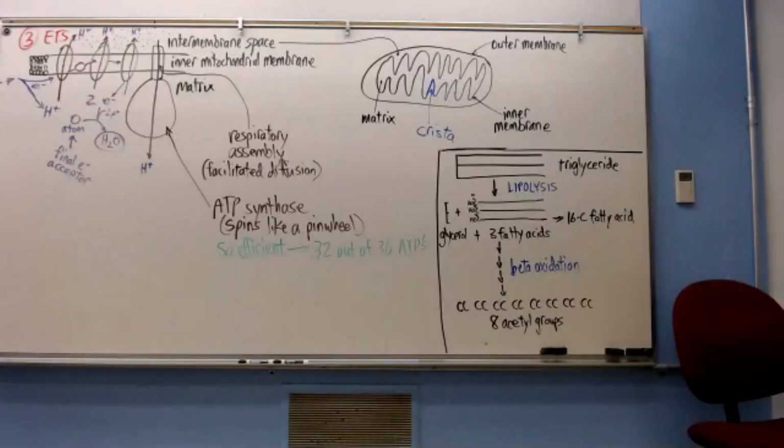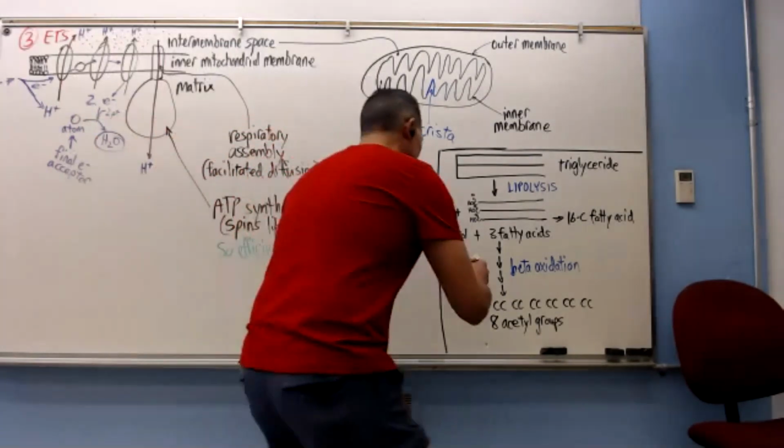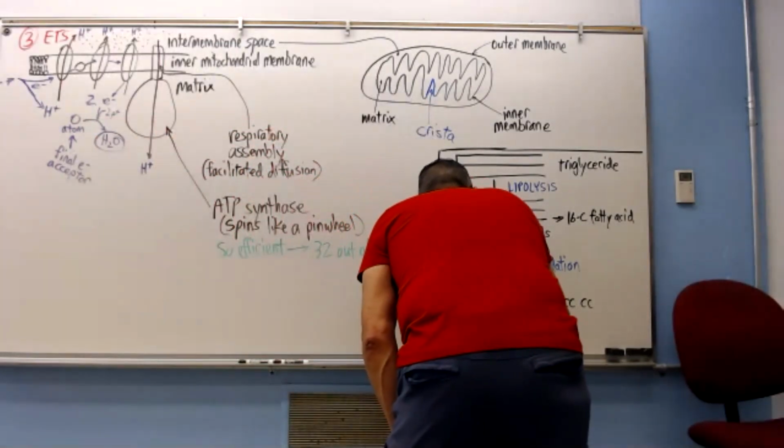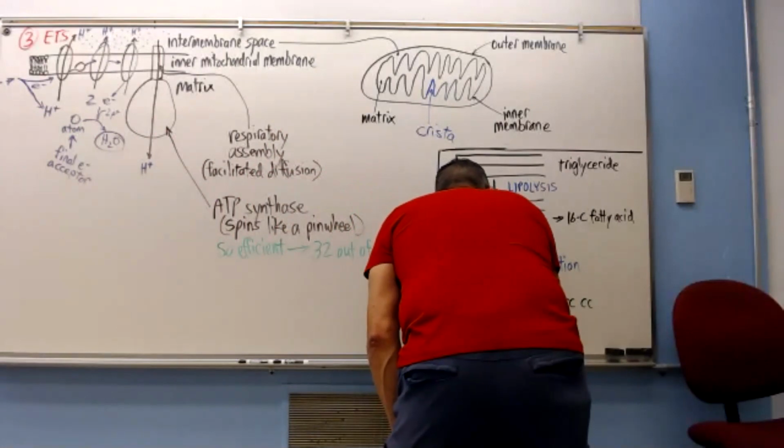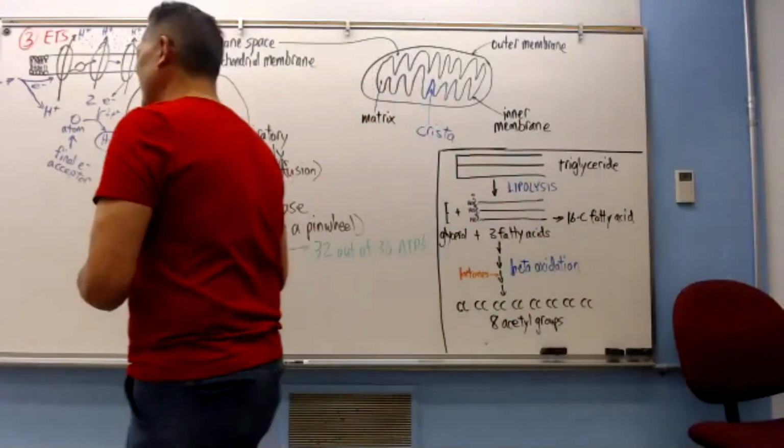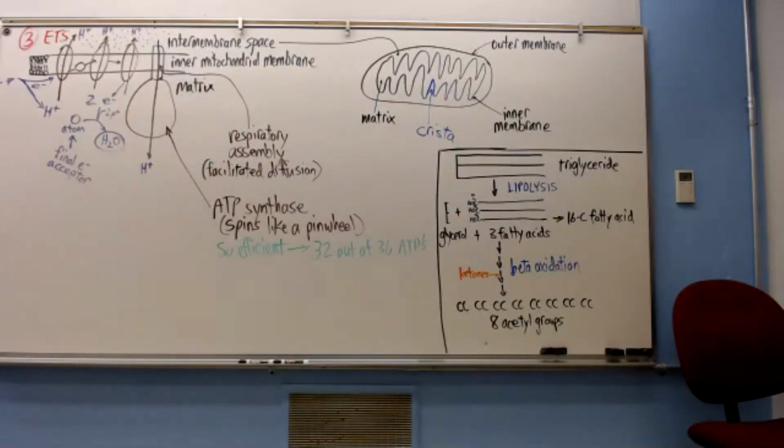One of the intermediate steps of beta oxidation is ketones. So I'm just going to apply that to that one arrow. And if you're doing a lot of beta oxidations, you're going to have elevated ketones. I will come back to that later on in the semester. But you got to know the sequence.